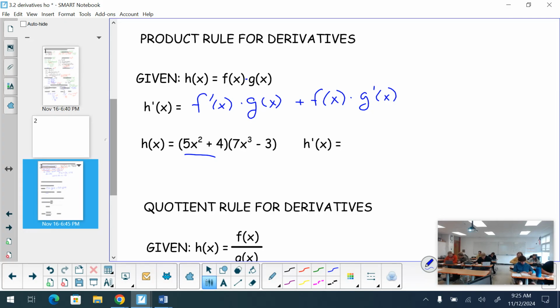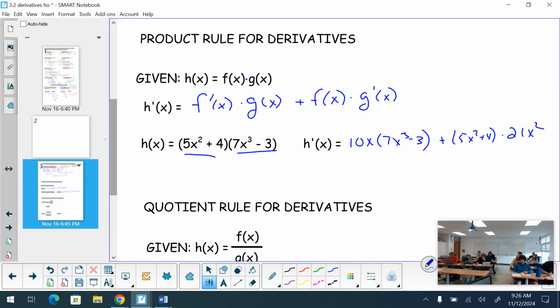is what, Phoebe? 10x. So we have 10x times our second term, 7x cubed minus 3, plus the first term, which is 5x squared plus 4, times the derivative of our second term. Derivative of 7x cubed minus 3 is what, Alex? 70x. Oh wait. Use your calculator. Sorry, 21x squared.